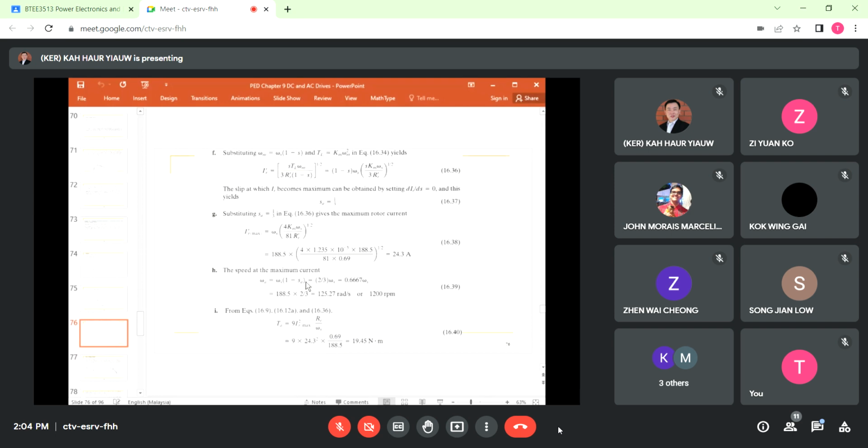The speed at the maximum current can be obtained in equation 39 here, which gives 1012 rpm. Also from equations 9, 12a and also 36, TA is obtained in equation 40 here, and the value is given as 19.45 Newton meter.